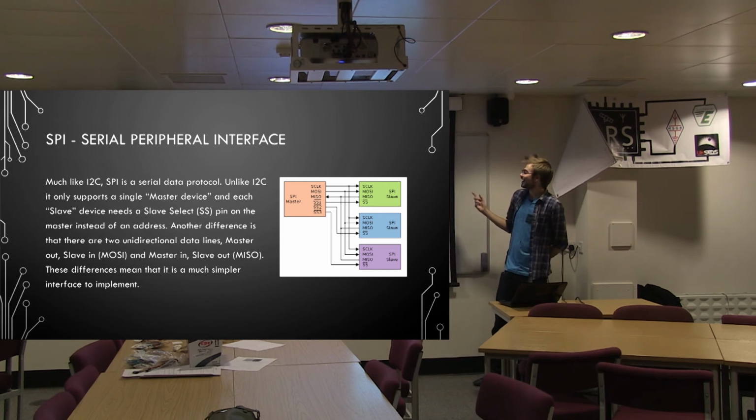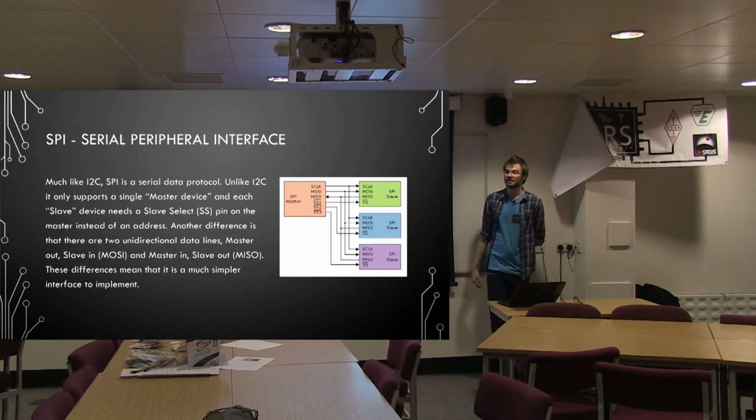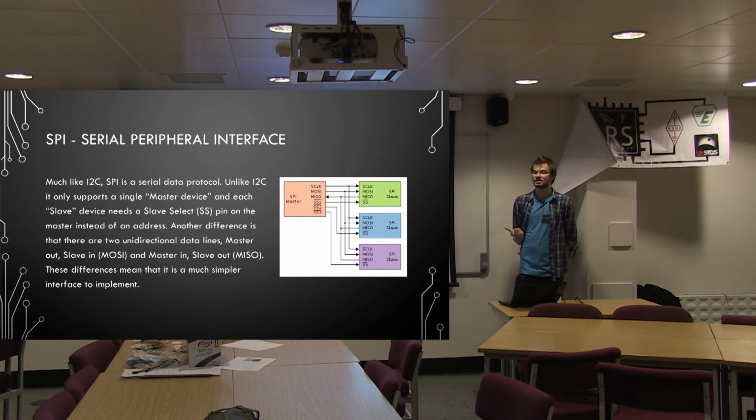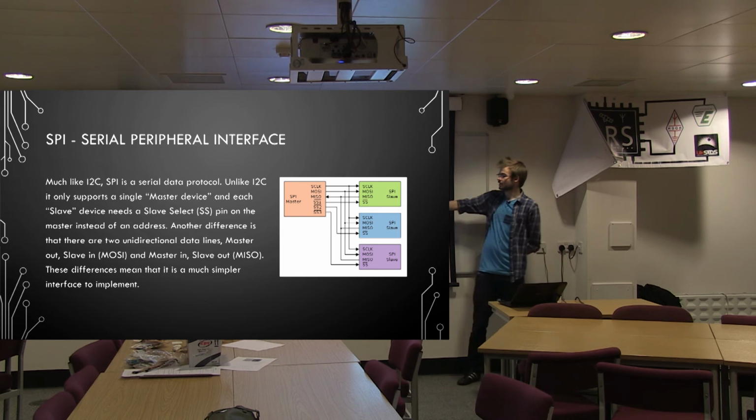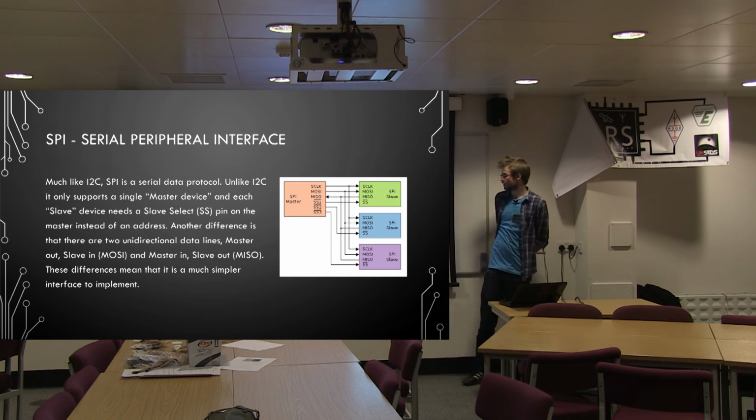The other pin you've got here is this SS pin. This is the slave select pin. So rather than using addresses like you had in the I2C to select your device, with this one you actually set a pin. So for every slave device you have another pin on your master to select it.